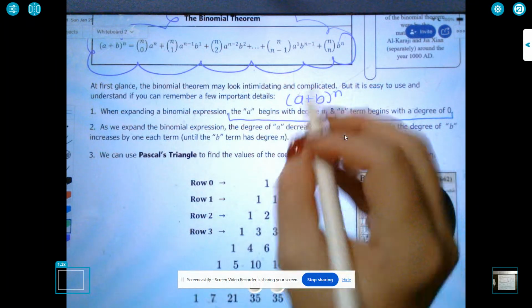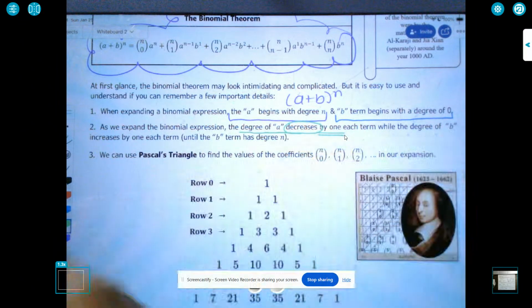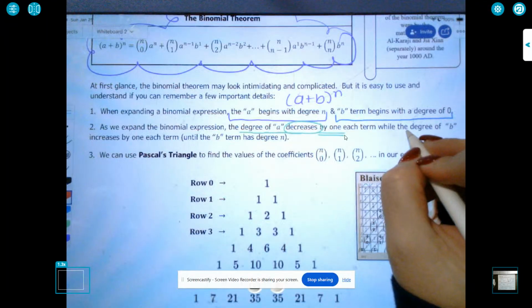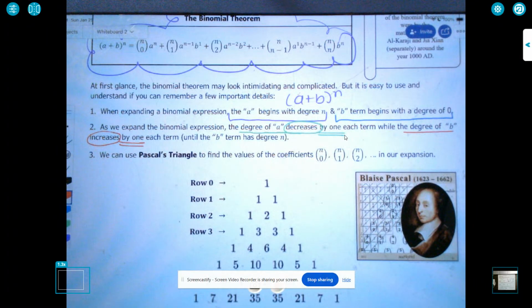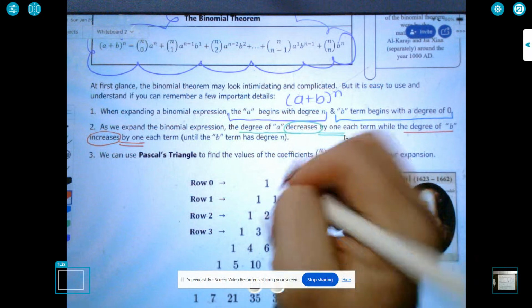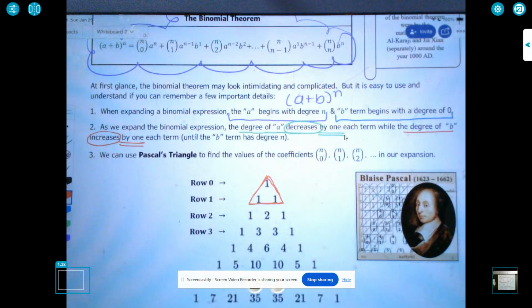As you expand, your degree of a decreases by 1, while your degree of b increases by 1, until your b has the degree of n. All of those words make way more sense once we start working through the problem. So the first thing I need you to know is that this right here is technically row 0. So this is your base triangle, 1, 1, 1. Row 0 just means x to the 0, and we know anything to the 0 power is simply 1. So that's where that comes from.